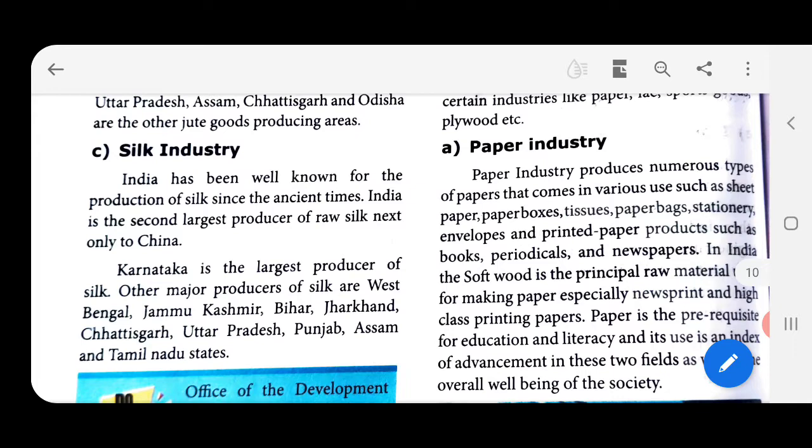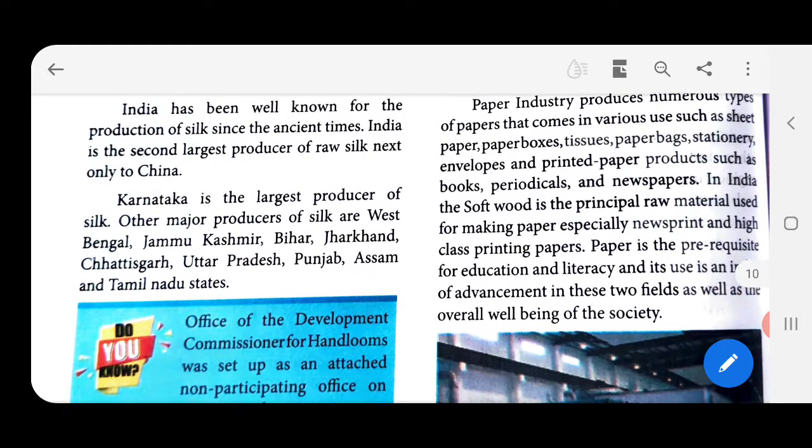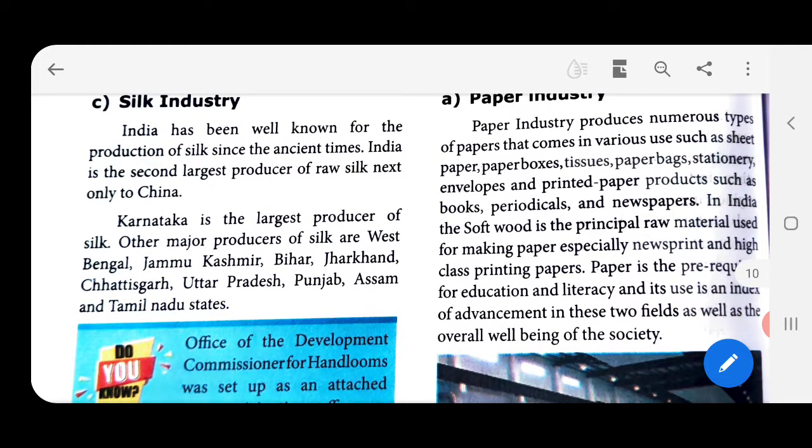Silk, Pattu. India has been well known for the production of silk since the ancient times. So, we are well known for silk production from the very early times. India is the second largest producer of raw silk, next only to China. So, China produces much more silk than our country.